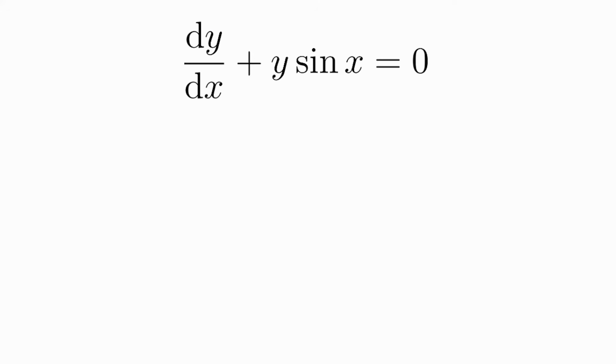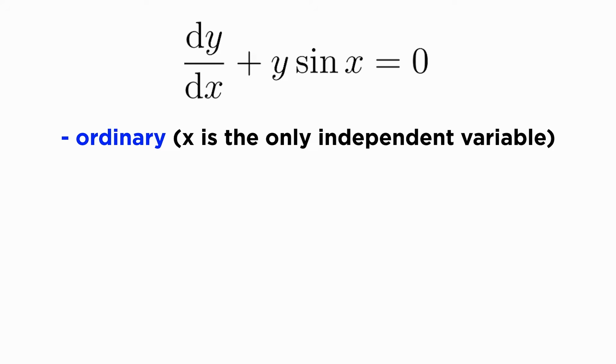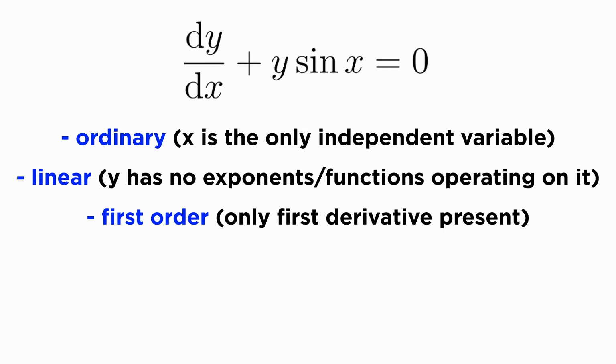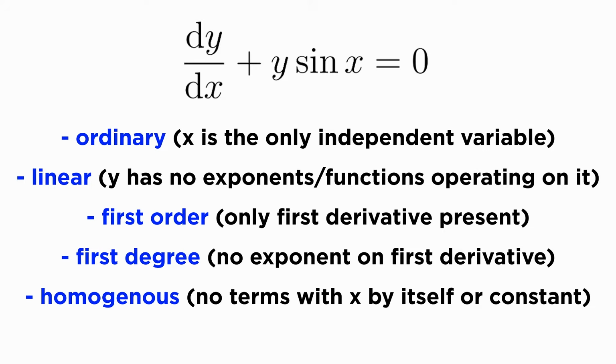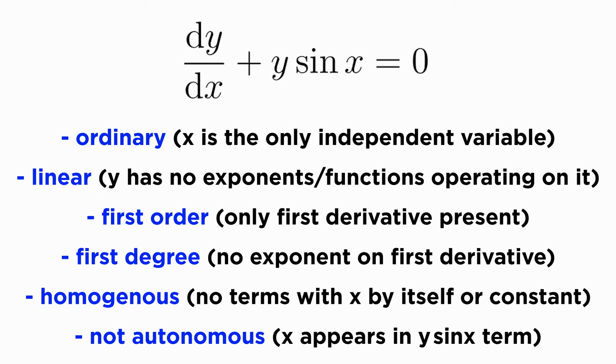For example, dy/dx plus y times sine of x equals 0 is ordinary, linear, first order, first degree, homogeneous but not autonomous, and if the right-hand side became any other constant or expression of x, it would become non-homogeneous.